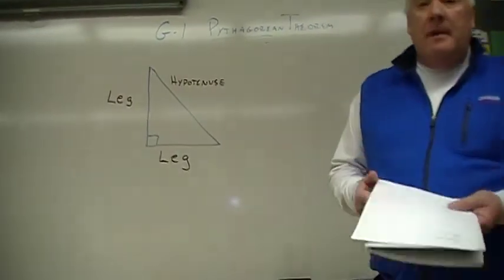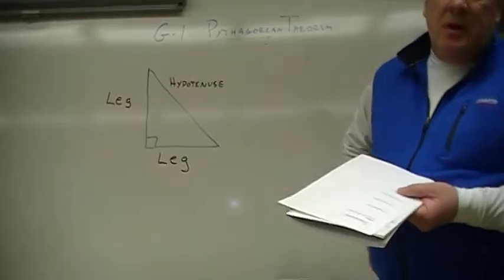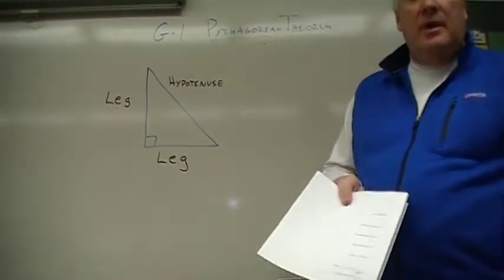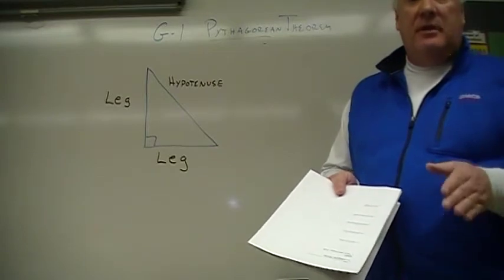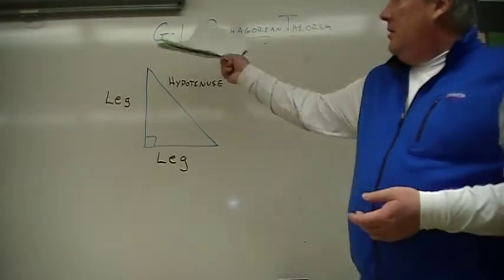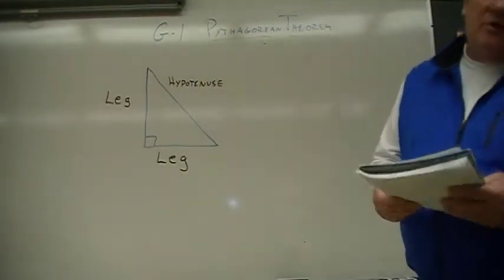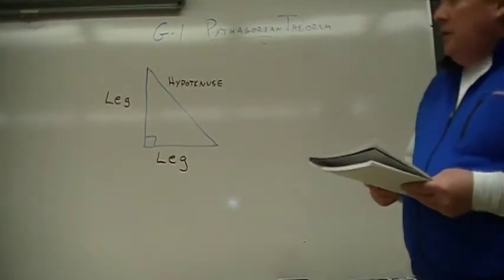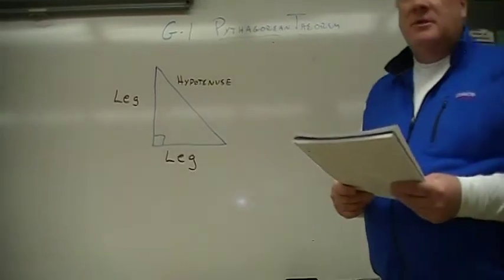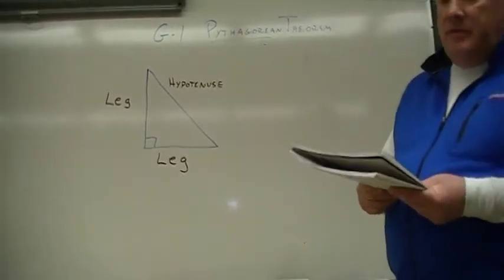Hi everybody. As I promised, we're going to start a new unit which I'm going to format a little differently. I'll talk about that in class, so I've gone over it. Unit G, which is right triangles. You have your notes paper, so you can be taking notes along with me.